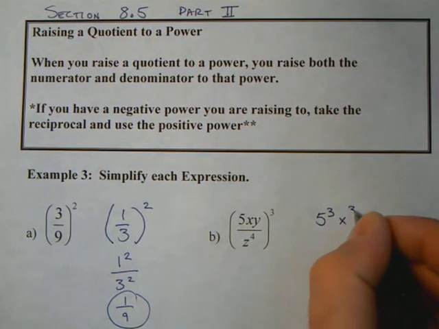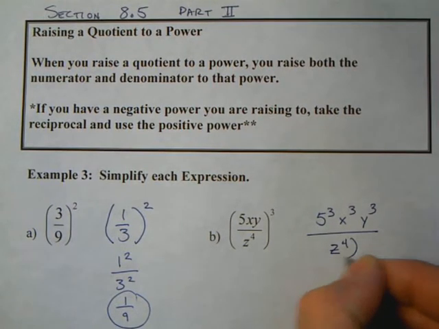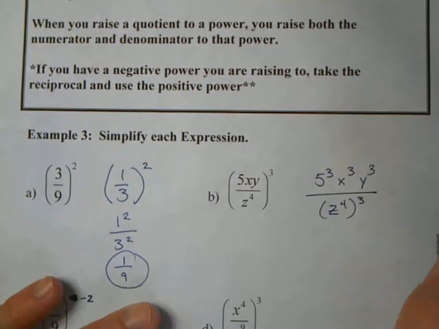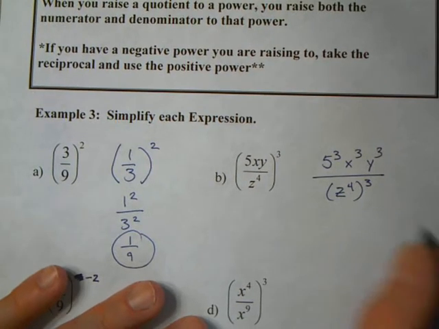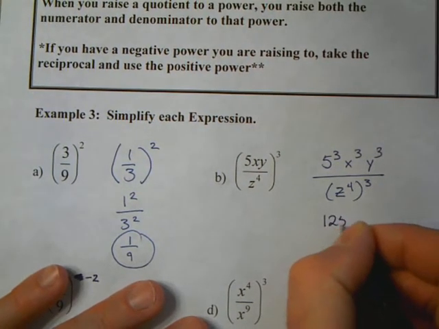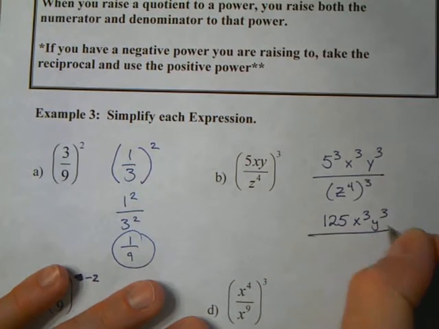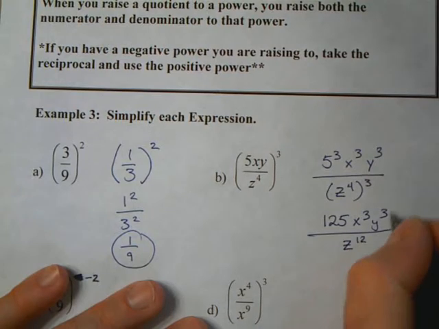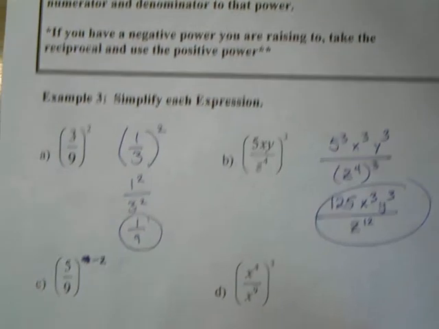5 cubed, x cubed, y cubed over z to the 4th cubed. We'll get to what that is in a second. Do you know what 5 cubed is in your head? 5 times 5 is 25, and 5 times 25 is 125. So let's write that out. X cubed and y cubed. Now we have a power to a power. 4 times 3 is 12, and so our answer is z to the 12th on the bottom.